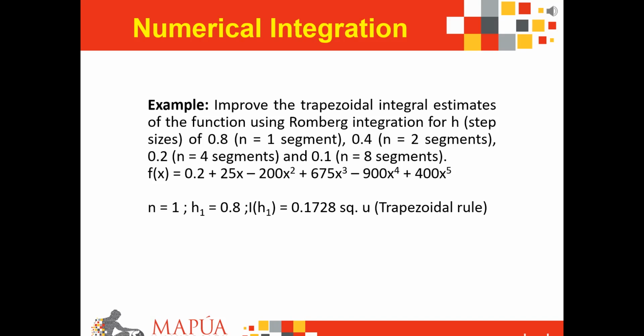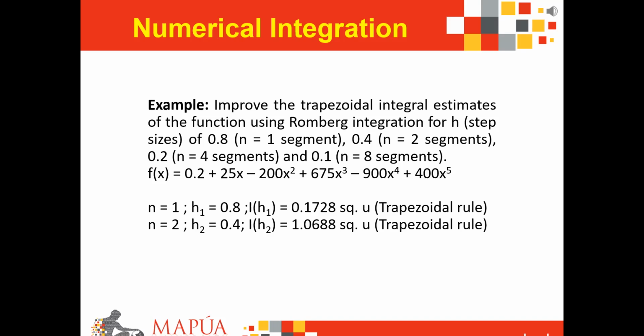We'll then use that integral estimate and cut down your step size by half its value. In order to do that, I need to double the number of segments. So upon doubling the number of segments, you end up with a step size of 0.4, which is half your previous value. And using this, we ended up with an integral estimate now using trapezoidal rule of a value of 1.0688 square units.